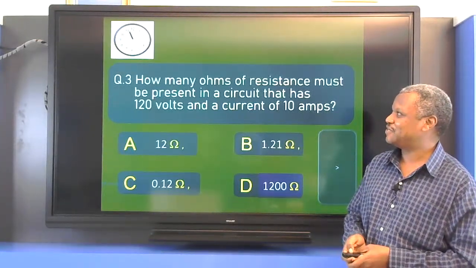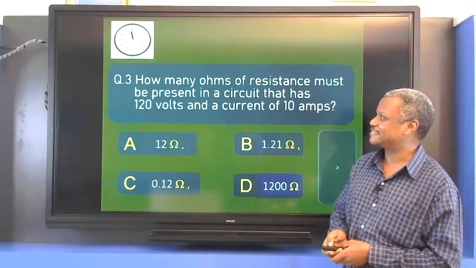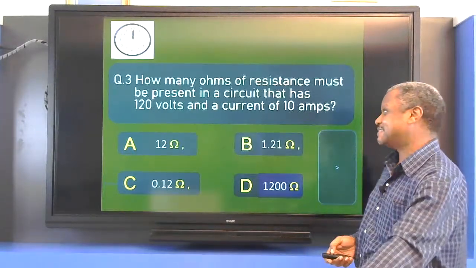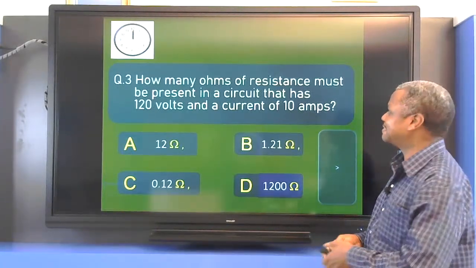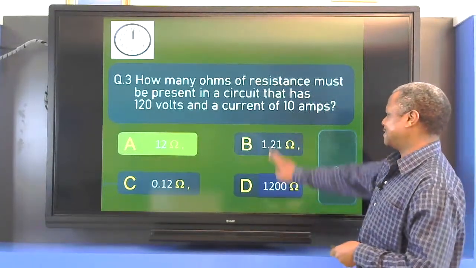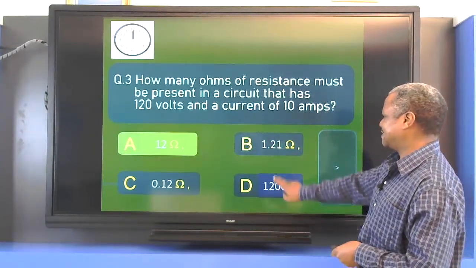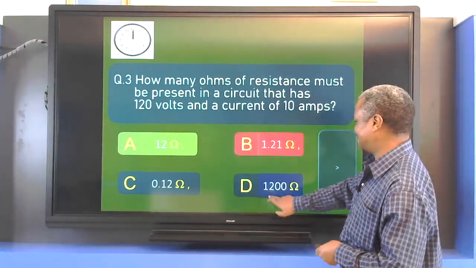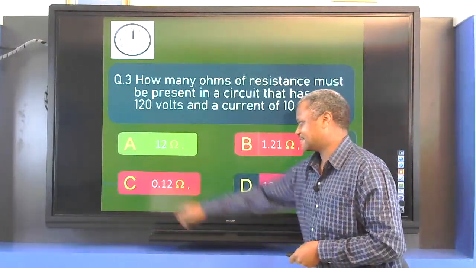And you have 2 seconds and time is up. Let's confirm the answer. The answer is A. And then B is not the answer. And then C is not the answer. And also D is not the answer.